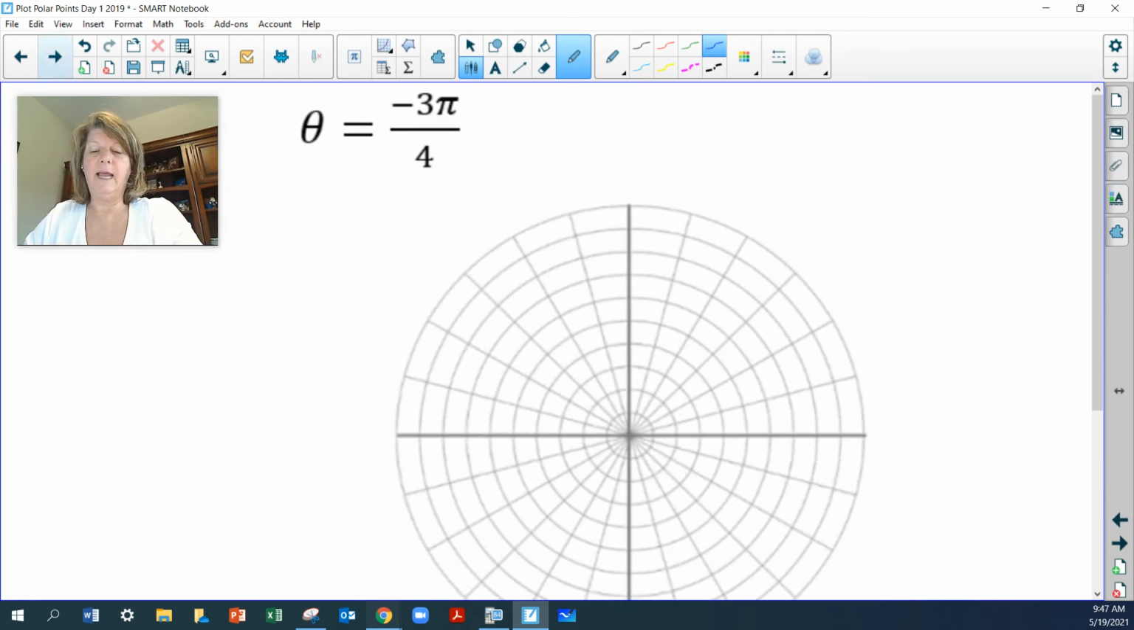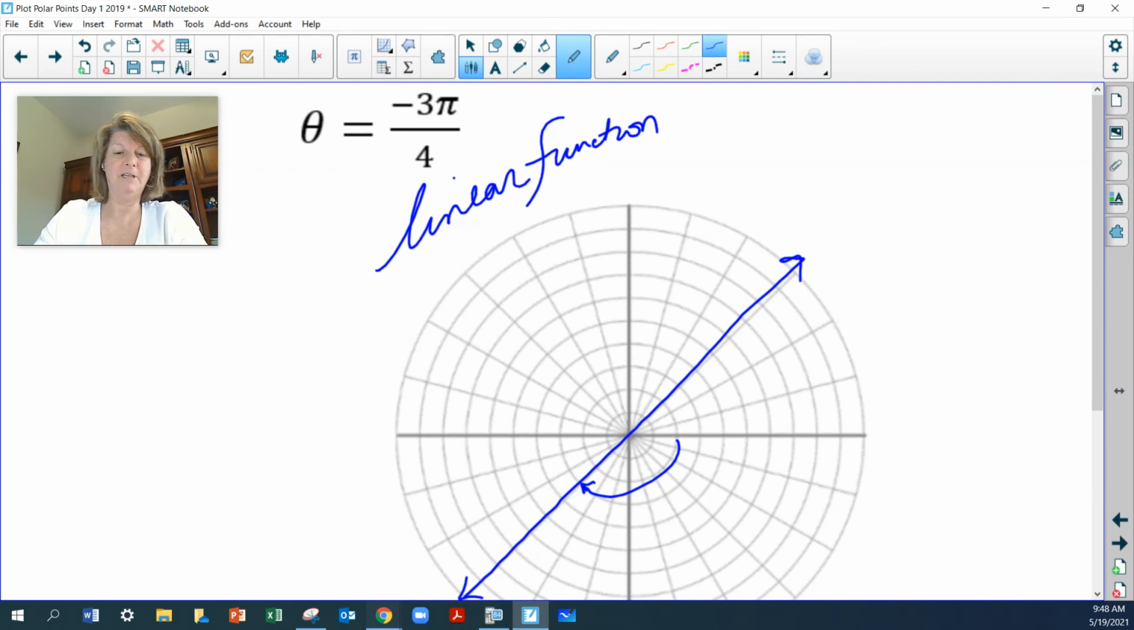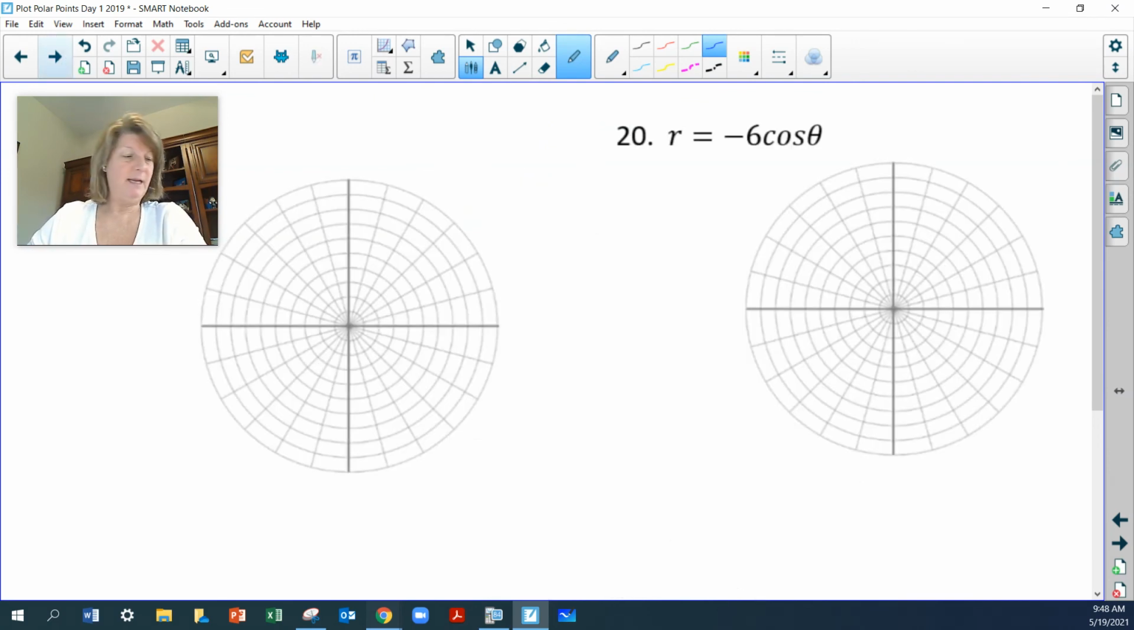Theta equals negative 3 pi over 4. Negative 3 pi over 4 would be back in here. And r can be whatever it wants. So we get every r, which essentially gives us a linear function. Has an angle to it, doesn't it? All right, so it's a line.